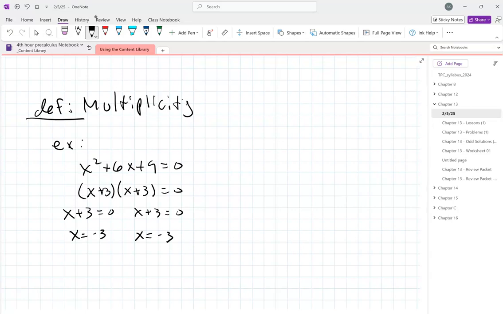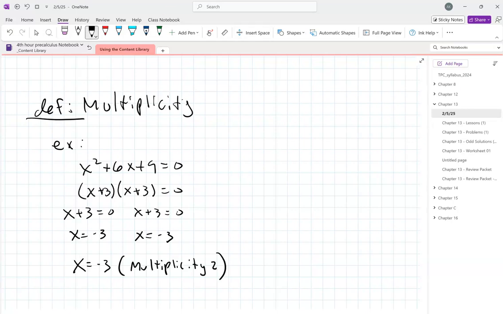So if we set those equal to 0 and solve, my solutions are negative 3 and negative 3, right? How many solutions do I have here? Well, look at the actual problem. There's just one solution, right? The solution is just negative 3. But because negative 3 occurs twice, we'd say that it has a multiplicity 2. So we'd say the solution there is negative 3 multiplicity 2. Now, if I got an answer 3 times, what would we say? Multiplicity 3, and so on and so forth. Is everybody okay with that?